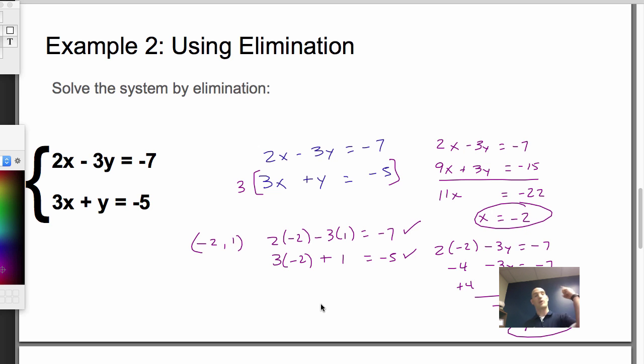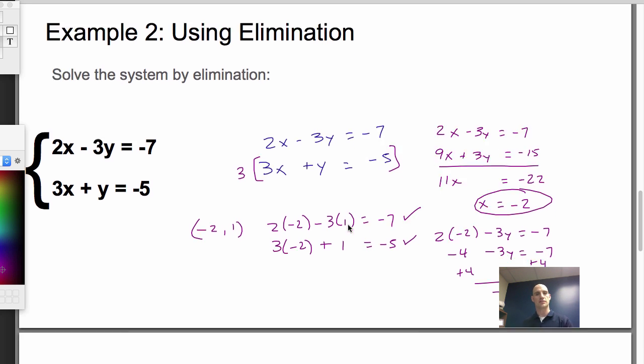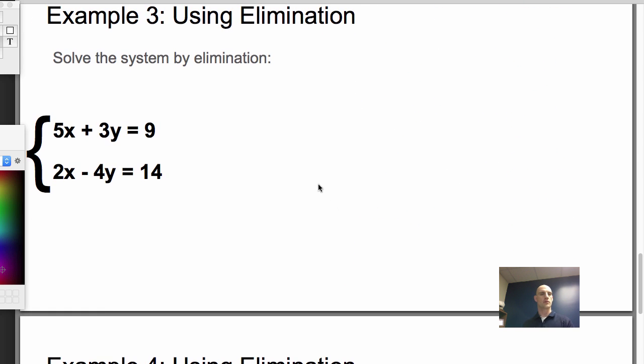So first case, we had coefficients that matched. Second case, we multiplied one of them to get the coefficients to match. Here's another one, systems by elimination. So what I can do is I can do a similar situation here. I've got 5x plus 3y equals 9, and then 2x minus 4y equals 14.